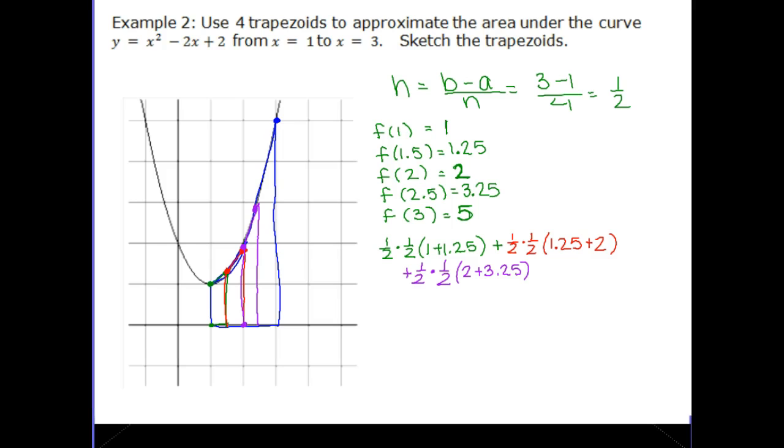Could you just add them all, like do 1/4? We're going to get there. Now, again, that only works if the width of each rectangle, or the height of the trapezoids rather, are identical.